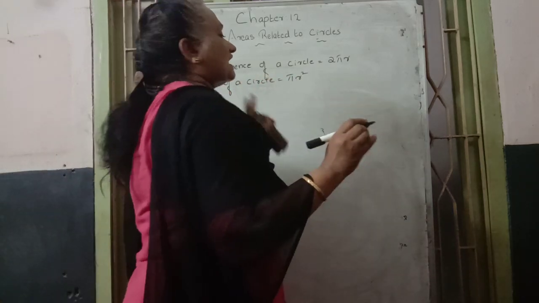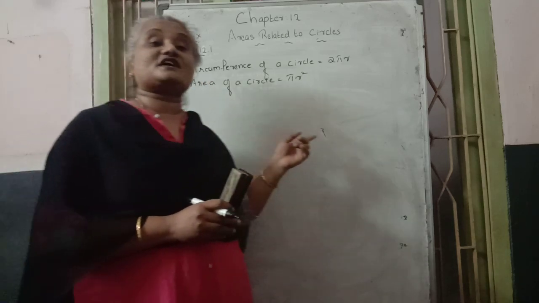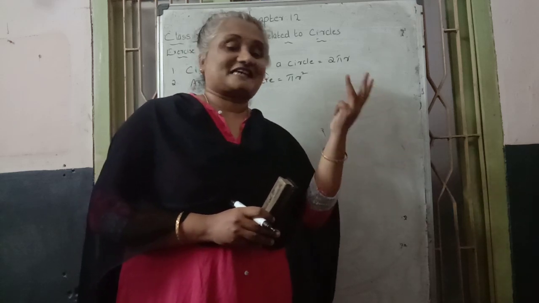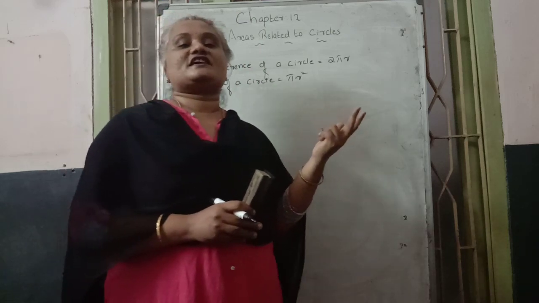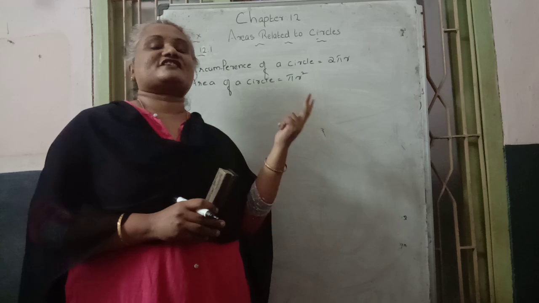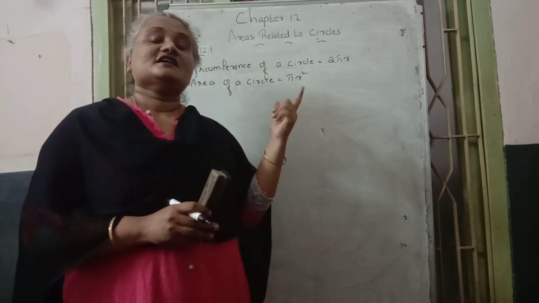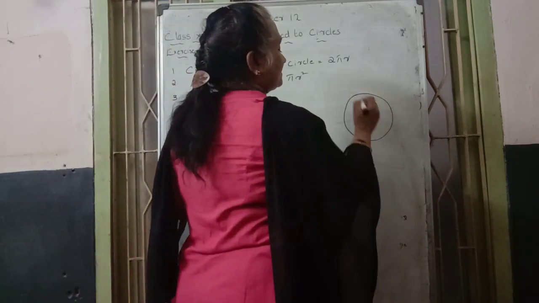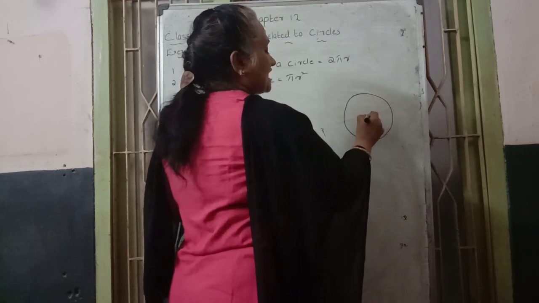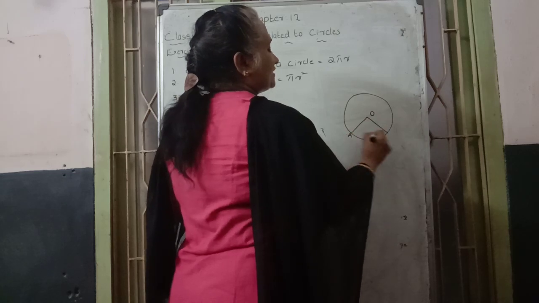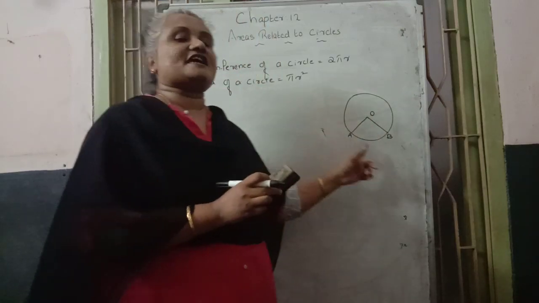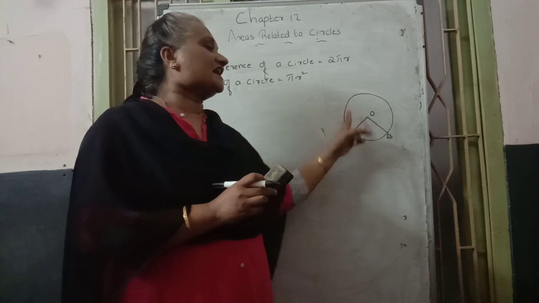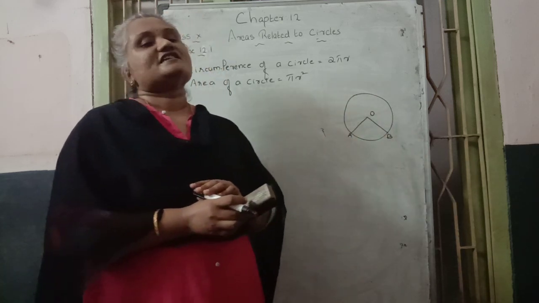But before that, let us discuss something. In 9th class we learned about the circle: segment, sector, and arc. Here, sector means O is the center of the circle, OA and OB are the two radii, and AB is the arc of the circle.